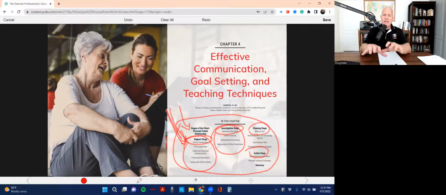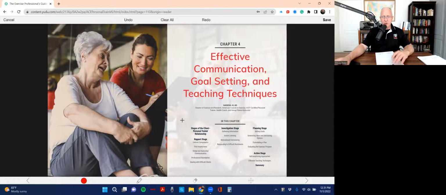What I'm saying is that from the very get-go, one of the techniques that can be very helpful is to set yourself up an outline first and start it like that. Right from there, I write rapport stage at the top. What's the first one? Cultural competence. I'm going to read through and study cultural competence. First impressions, verbal, nonverbal communication. Write it out. Professional boundaries. Dealing with difficult clients, and that's the rapport stage.